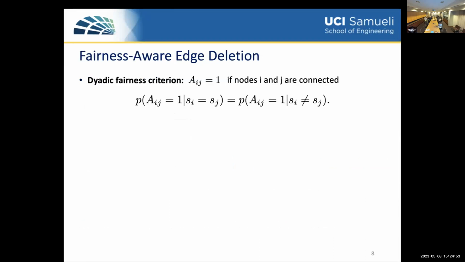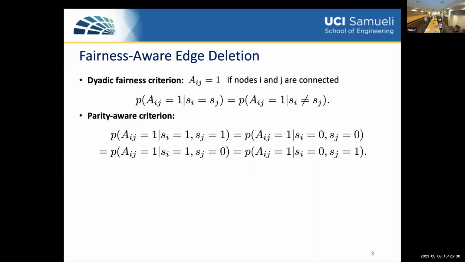Okay, so there are different criteria, like dyadic fairness, where S_i and S_j denote the sensitive attribute of node i or node j. For example, it can be female or male. And A_ij denotes whether there exists an edge or not. So what are the criteria that we want to develop to balance out? The first thing that we could think of is to say that whether there is an edge or not should not depend on whether they are from the same sensitive group or not.